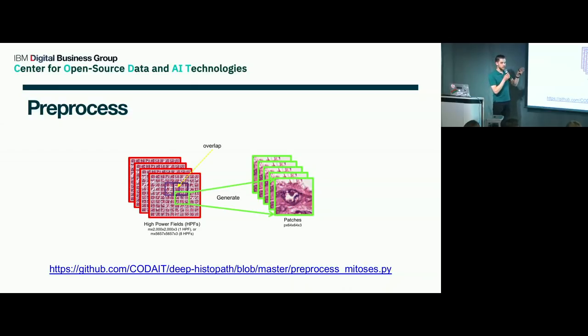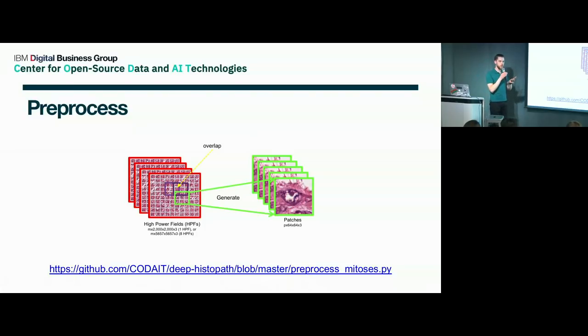But in this problem, we're taking this approach where we cut up a high-powered field into patches, and then make predictions as to whether each patch contains a mitosis or not. So how we cut it into patches is important. If we just take a patch and then slide over and take the next patch to the right, and then the next, completely non-overlapping, we run the risk of missing a mitosis. A mitosis could be in the center of two patches.